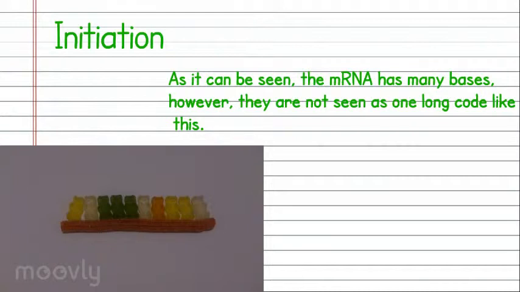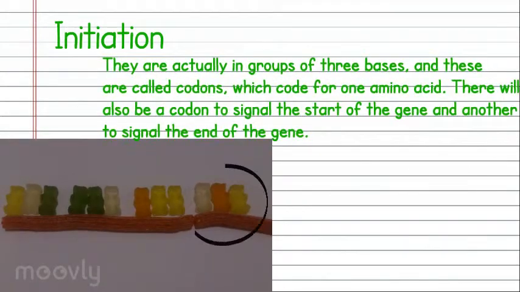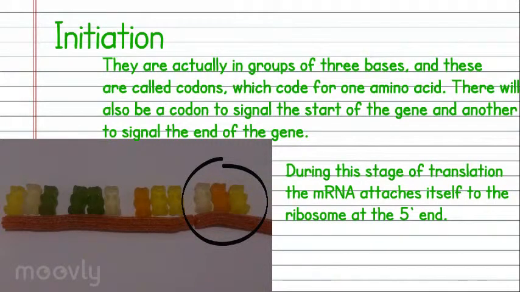As it can be seen, the mRNA has many bases. However, they are not seen as one long code like this. They are actually in groups of 3 bases, and these are called codons, which code for one amino acid. There will also be a codon to signal the start of a gene and another to signal the end of the gene. During this stage of translation, the mRNA attaches itself to the ribosome at the 5' end.